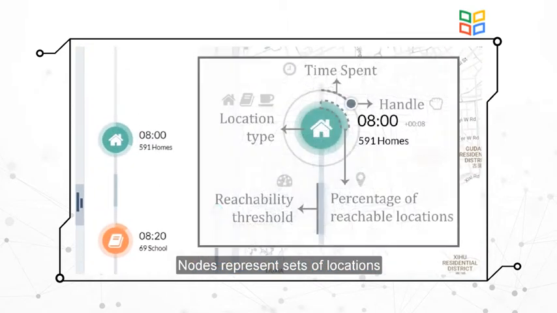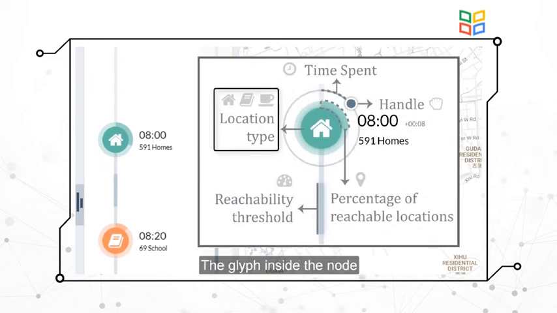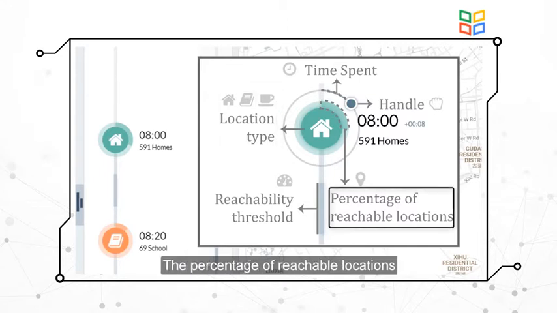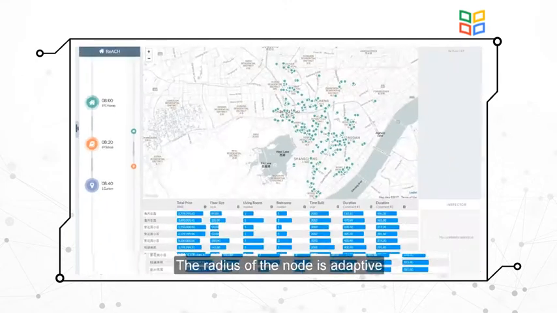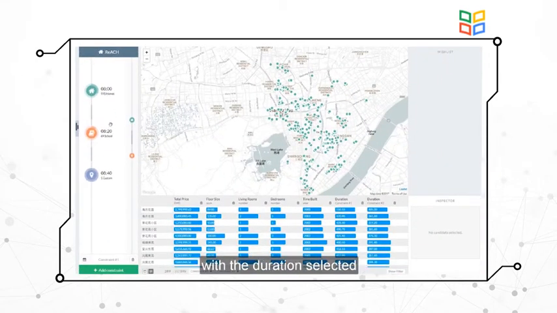Nodes represent sets of locations identified by different colors. The glyph inside the node indicates the type of locations. The percentage of reachable locations is encoded with the donut chart surrounding the node. Time spent on these locations can be specified by dragging the handle around the node. The radius of the node is adaptive with the duration selected.